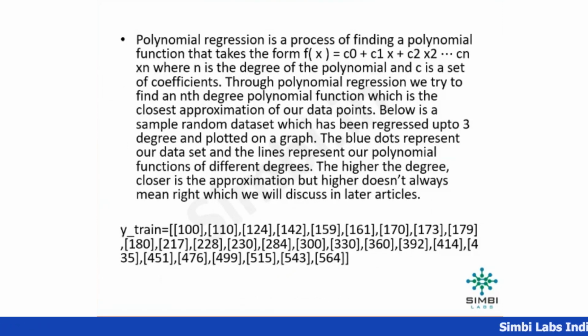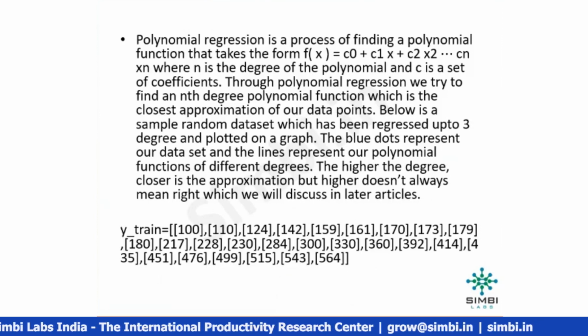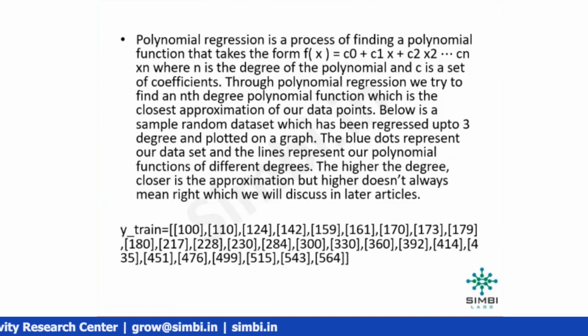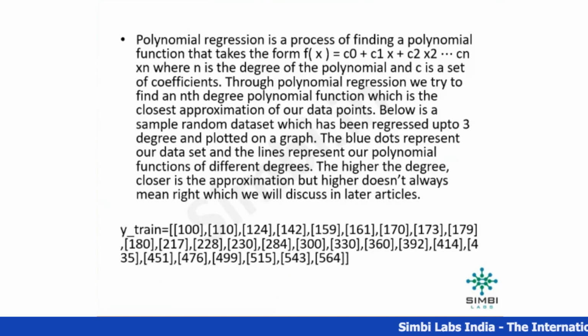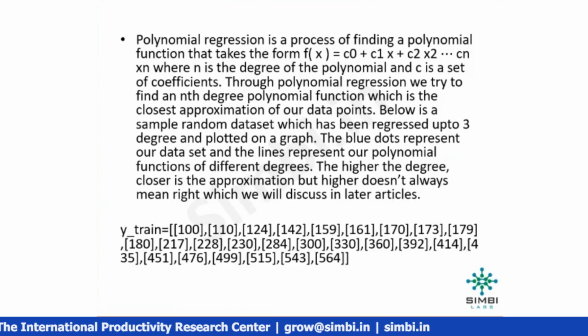This polynomial regression is a process of finding a polynomial function that takes the form f of x equal to this. We know that n is the degree of the polynomial and c is a set of coefficients. So in polynomial regression, we try to find the nth degree polynomial function which is the closest approximation of our data points. Here we can see a sample random data set which has been regressed up to 3 degrees and plotted on a graph.